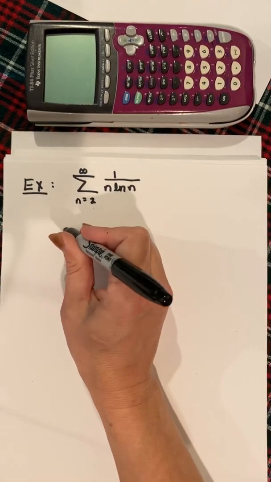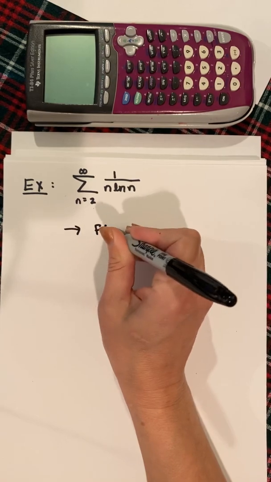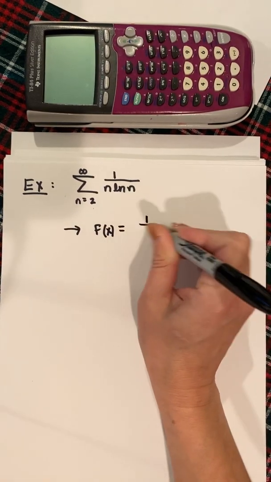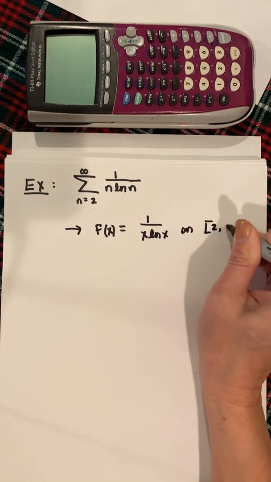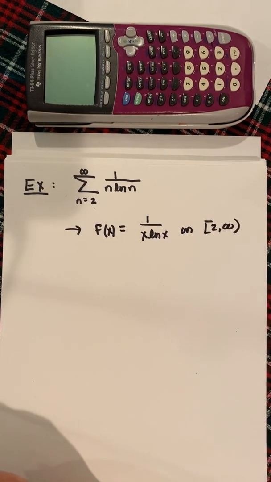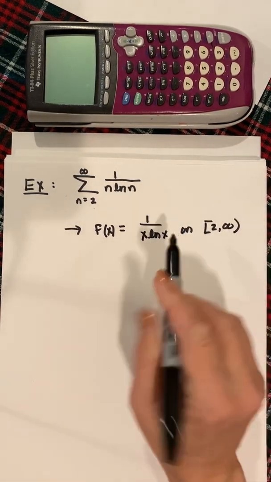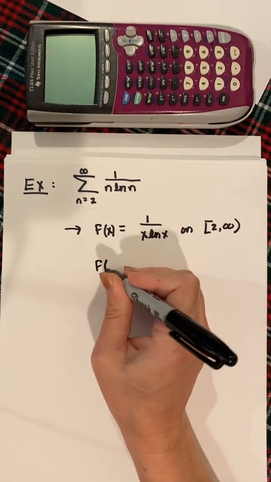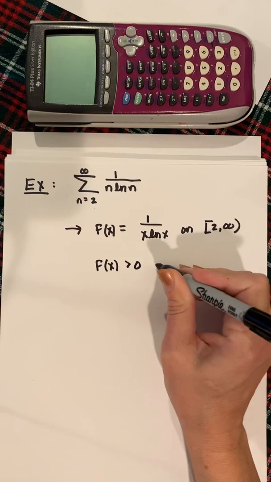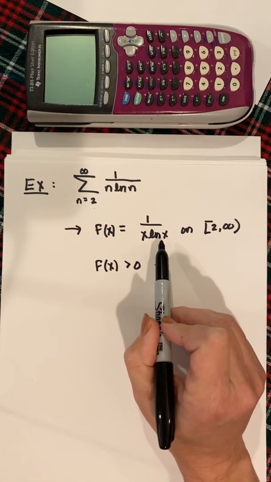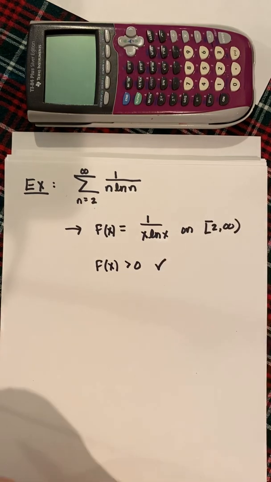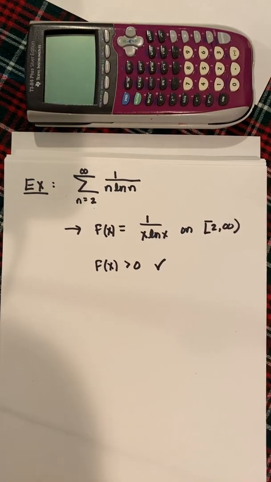So what we're going to do is look at the corresponding function, f of x equals 1 over x times the natural log of x on 2 to infinity instead. So we have to decide, is this positive? Yes, because x is always positive from 2 to infinity, and the natural log of x is positive to the right of 1. So that definitely holds. We have to determine if this is decreasing.